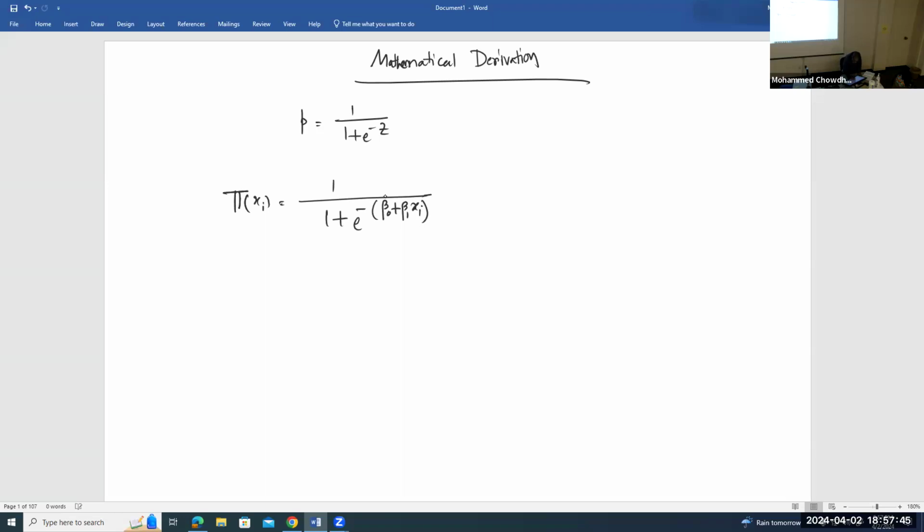If I put i here, then it could be written as e to the power beta 0 plus beta 1 xi, over 1 plus e to the power beta 0 plus beta 1 xi. The earlier exponent had a negative sign. If I write it as 1 over this and then do the multiplication, I will end up with this. This is simple mathematics.